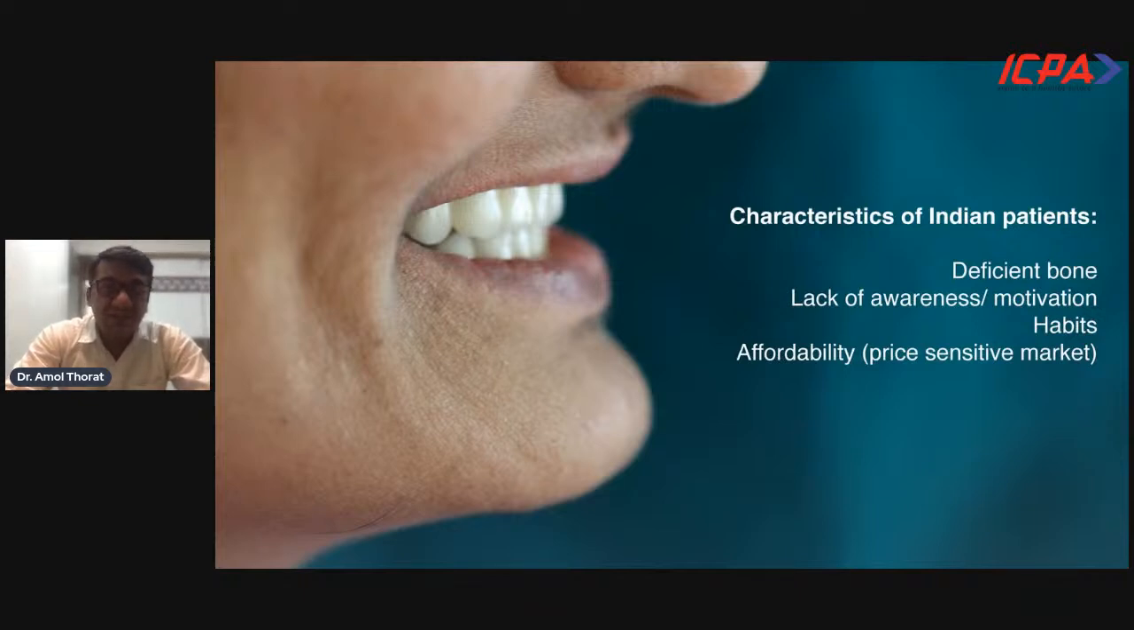There are certain habits which are seen only in this part of the world, like for example, betel nut chewing, tobacco chewing, gutka, and so on. And we have so many patients having these habits for decades, coming to us for full mouth implant rehabilitation or full mouth rehabilitation, and we have different challenges to face when we are treating such cases. And last but not the least is the affordability.